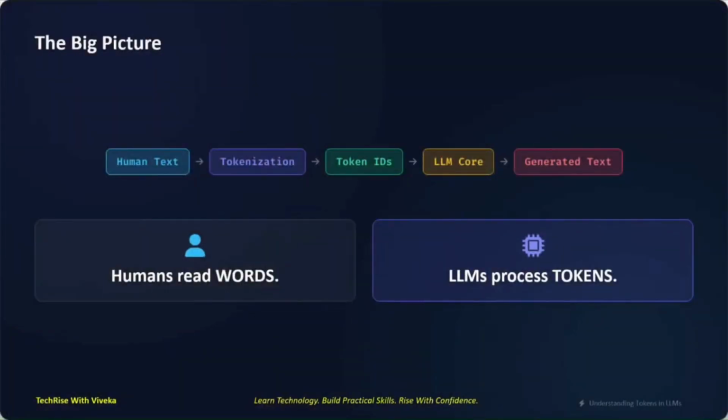So don't just look at your AI application and think in terms of words. Start thinking in terms of tokens. Because when you understand tokens, concepts like context windows, prompt optimization, RAG, memory, tool design, MCP, and LLM cost optimization become much easier to understand. Humans read words. LLMs process tokens.